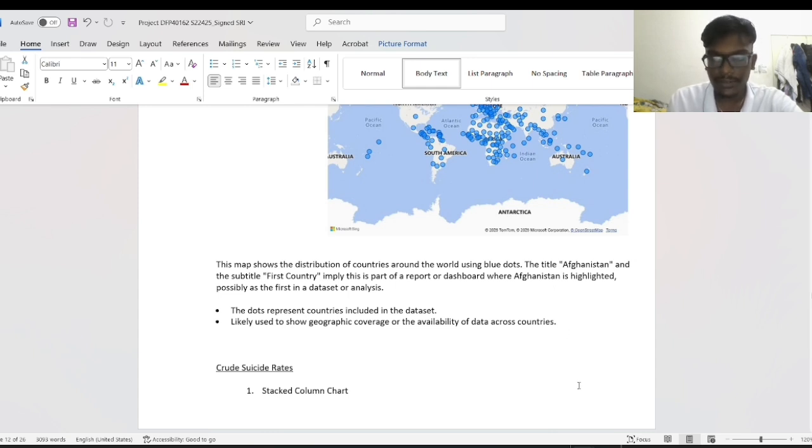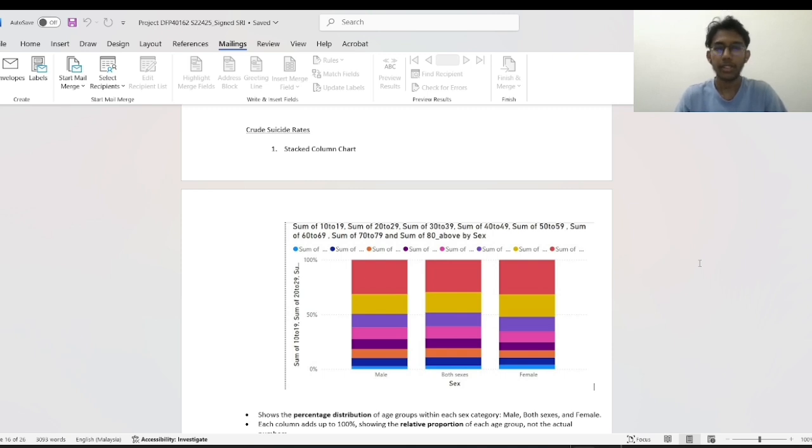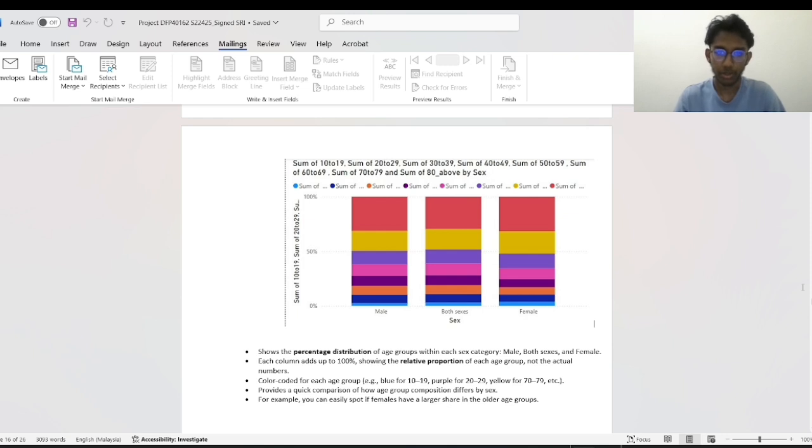I pass to my friend. Let's move to crude suicide rates. In this portion, we have a total of four charts. The first chart is a stacked column chart. This chart we have created shows the percentage distribution of age group with each sex category, for example male, both sexes, and female.